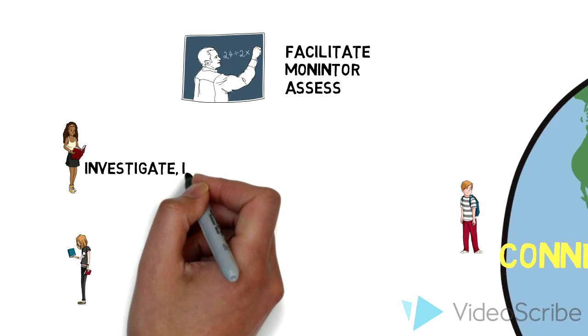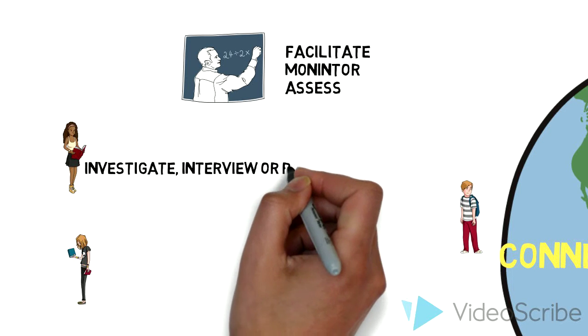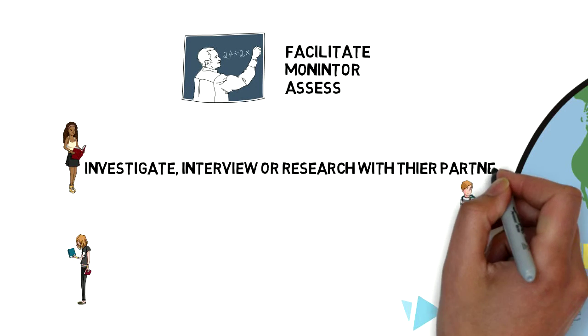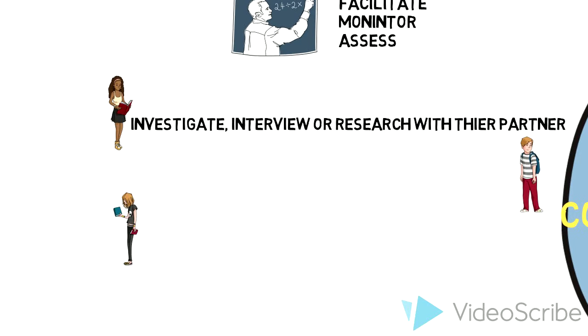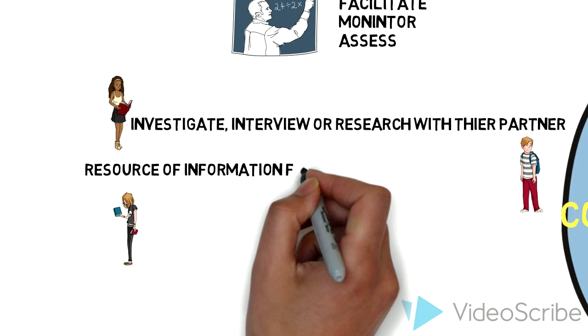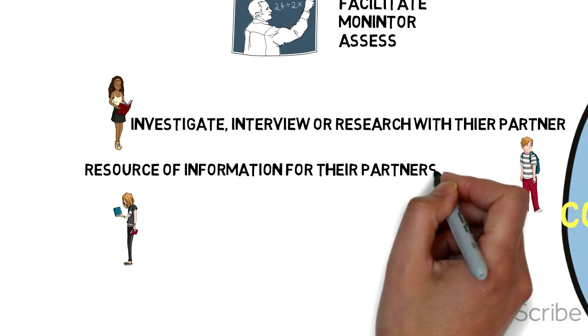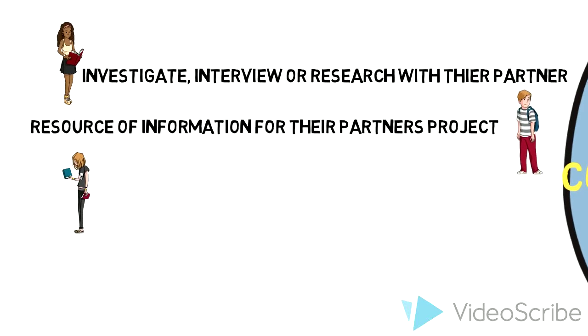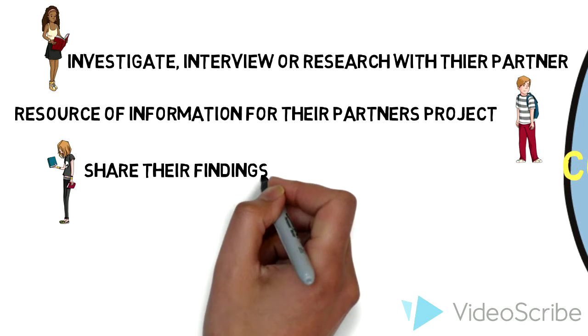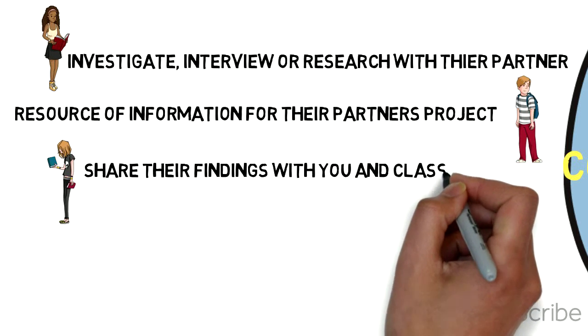One is to get as much information as they can from their partner. Students use their partner as their resource to investigate, interview, or research the learning objective that you have assigned. Your student's second role is then the reverse of the first. Your student will now become the resource of information for their partner in their sister class. The third role of your student is to then share their findings with the other students in your class.